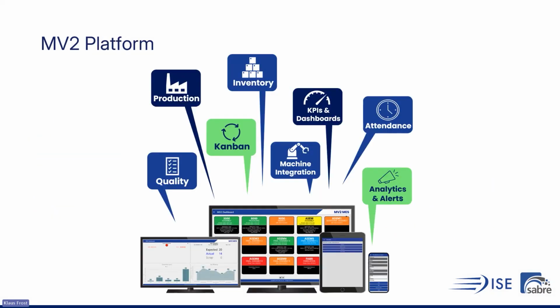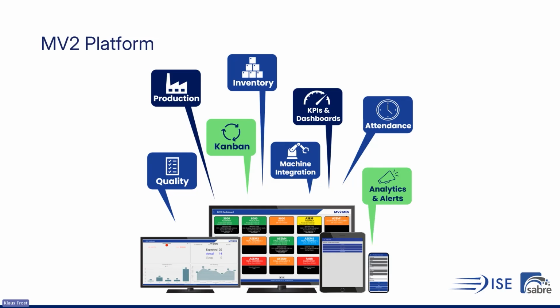Finally, in terms of the MV2 platform and the different capabilities and areas that bring to the brackets that I mentioned earlier, so production information, inventory, KPIs and dashboards, the attendance, the analytics and alerts, machine integration, Kanban, everything that you see there has a place within the organization out on the shop floor, but then they're very much working in concert with one another in terms of the workflows that are out on the shop floor.